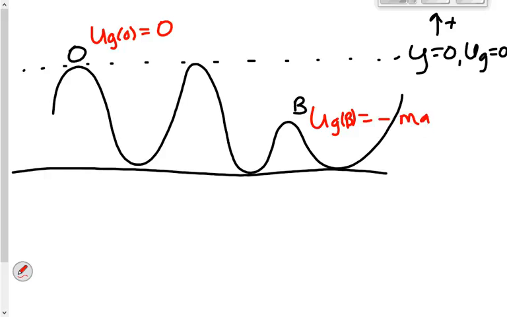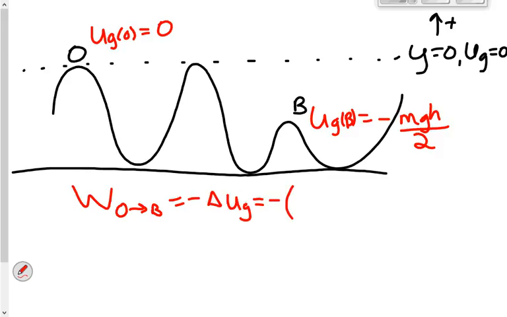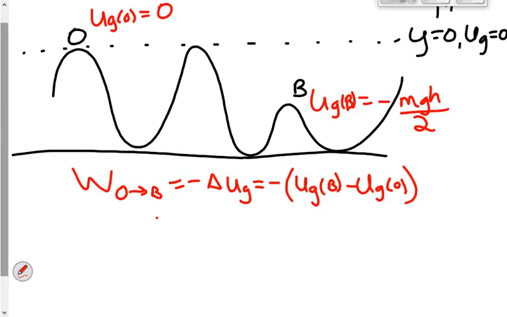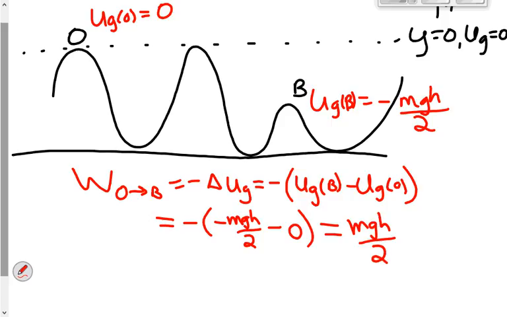Negative mgh over 2. Okay. But let's find again the work that's done as we go from 0 to B. So that's negative delta UG, negative UGB minus UG0. UGB is now negative mgh over 2. UG0 is 0. And what are we going to get? Is that what we got before?